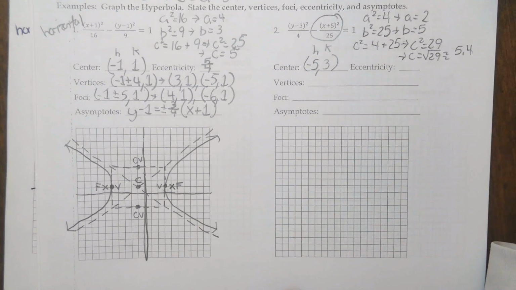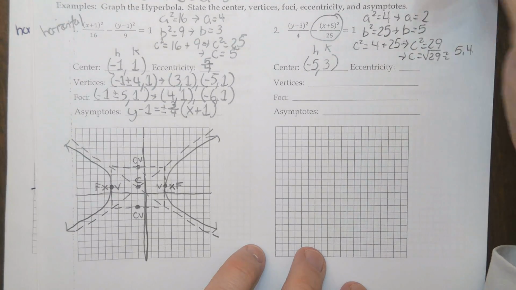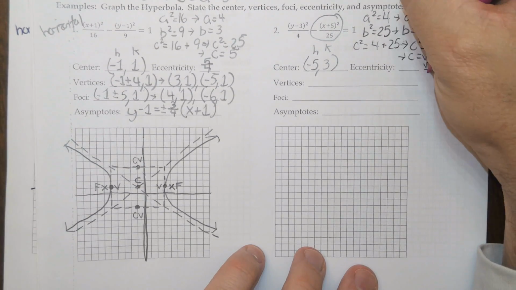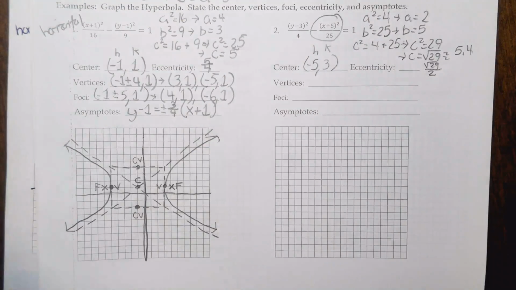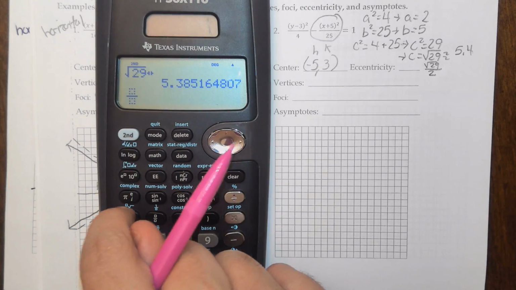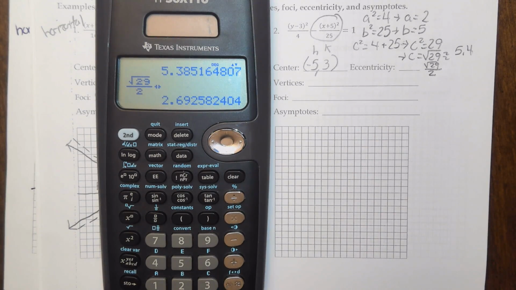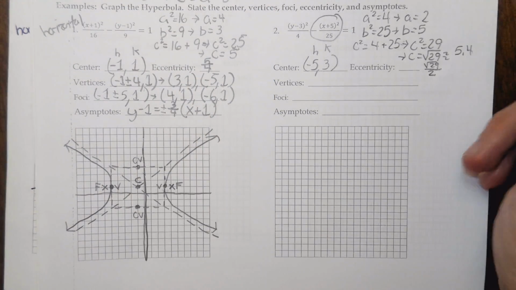Now, when we do the eccentricity though, guys, I want the exact value. So C over A in this case, you would just write as the square root of 29 over A, which is 2. So you just do the square root of 29 over 2, which if you check that again in your calculator here, will definitely be greater than 1. So square root of 29 over 2, approximate that, and there you go, yeah, greater than 1. It always should be; eccentricity is always greater than 1 on hyperbolas.